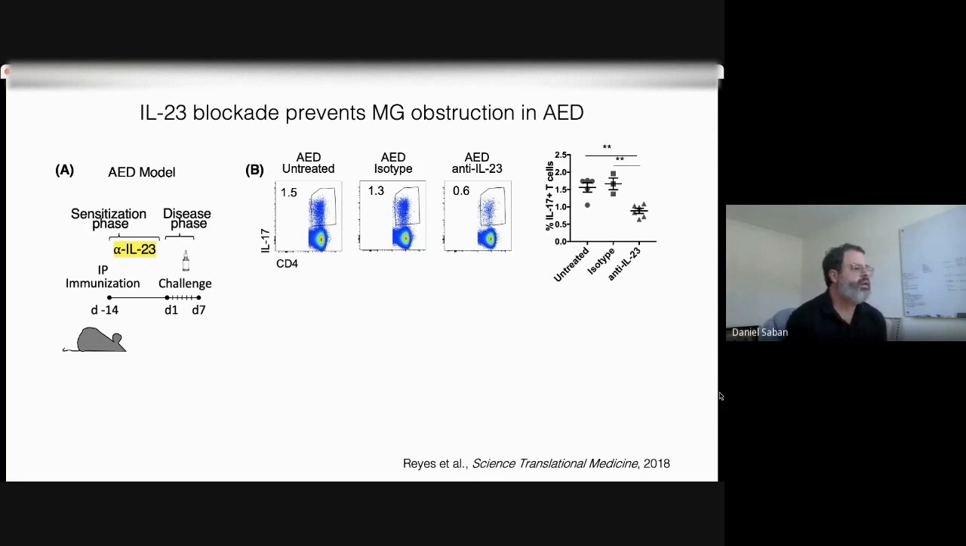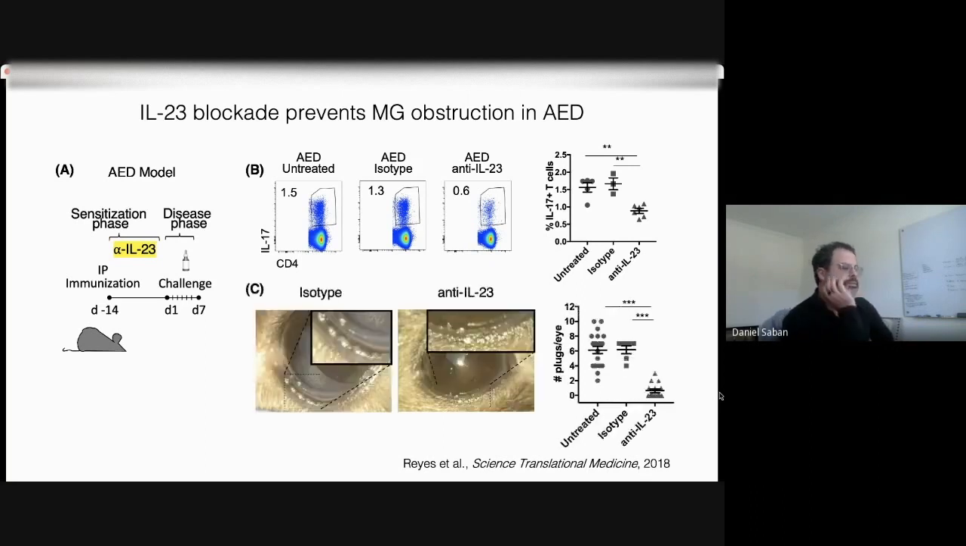In B, you can see that we were able to eliminate about 50% of the T helper 17 cells in the lymph node. So we're pretty happy with our ability to cut that down. And next slide, please. And indeed, we were able to show that with the anti-IL-23, we can reduce plugging. So we're protecting mice from this response.